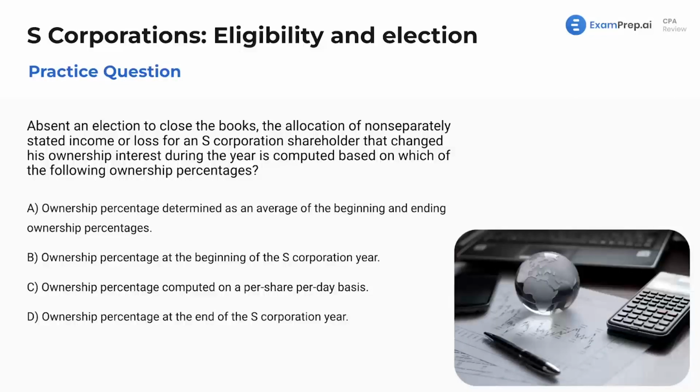Diving into our multiple choice questions here for S-Corps, our first of our two S-Corp lessons. Starting off, we've got: absent an election to close the books, the allocation of non-separately stated income or loss for an S-Corp shareholder that changed his ownership interest during the year is computed based on which of the following ownership percentages? That one's a doozy. It's a good question. Let's dive through, talk about it, see what we got.